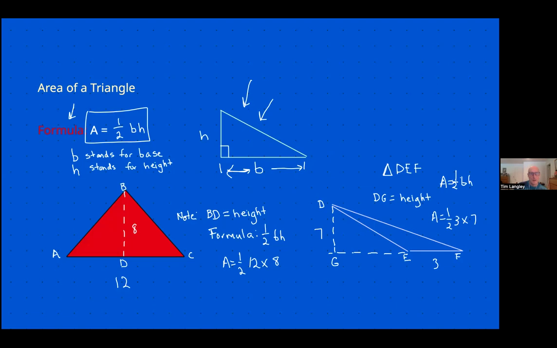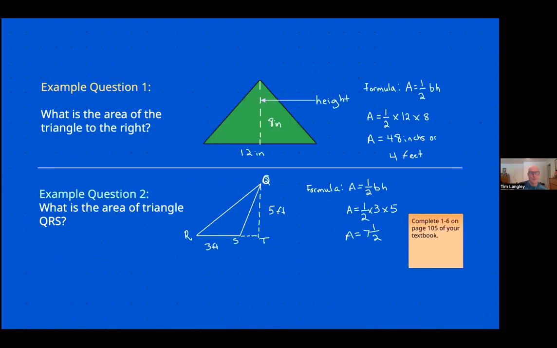I just want you to copy down this next one here. Here's an example question that you might run into. Question number 1, finding the area. What is the area of the triangle to the right here? Again, we've got our formula: area equals 1/2 times base times the height. I've got it written out here on the screen.